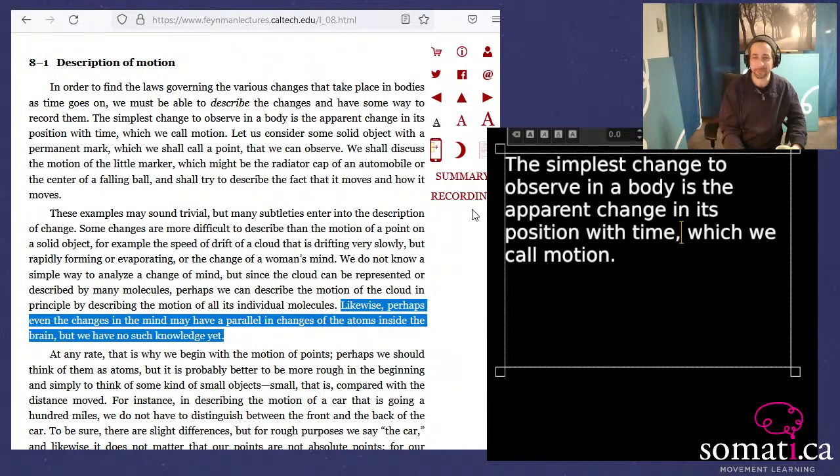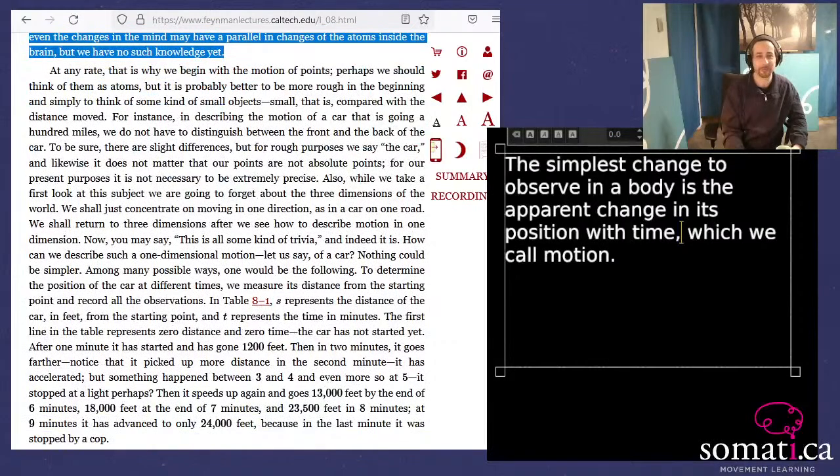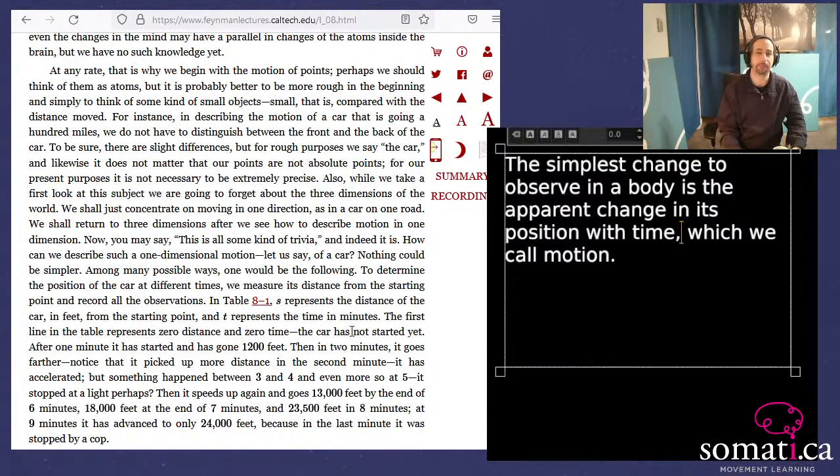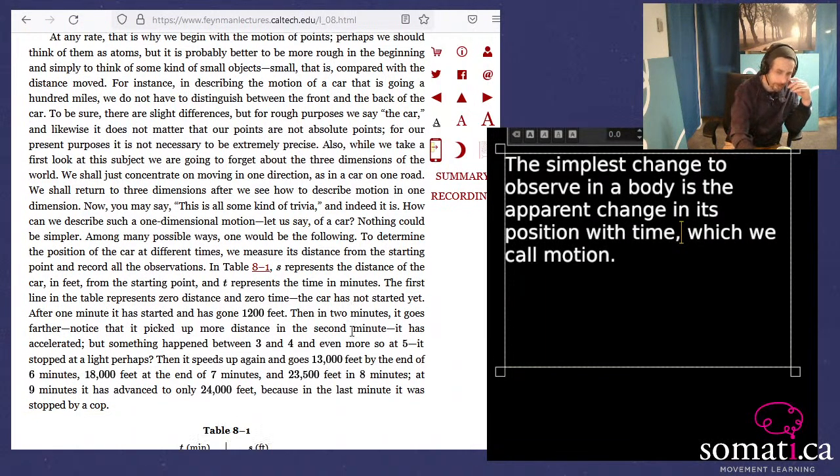Oh, the humility. At any rate, that is why we begin with the motion of points. Think of them perhaps as atoms or small objects. Small compared to the distance moved. Right, when you're describing the movement of the car, you don't distinguish the parts of the car. You just pick a landmark. I think I have read this chapter before, kind of carefully.